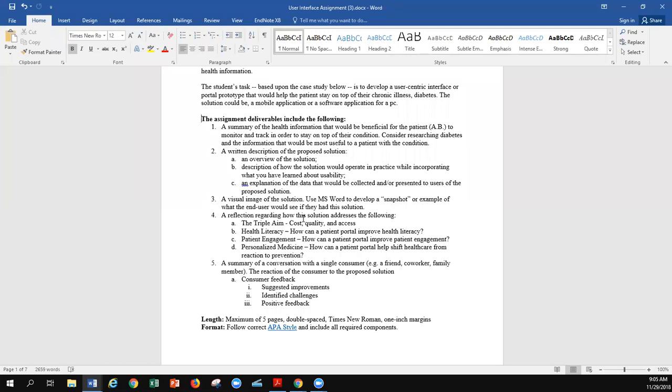So let me show you a couple examples of visual images of what other students have created in their snapshots. Now, I want to also preface this with that these are not perfect, okay? So I don't want you to just simply copy what they've done. I want you to really do your own research and think about what you want this patient portal to look like and the data that you want it to capture, okay?